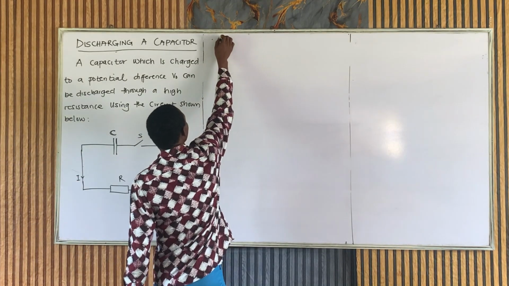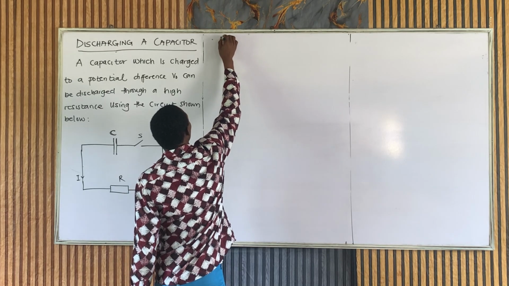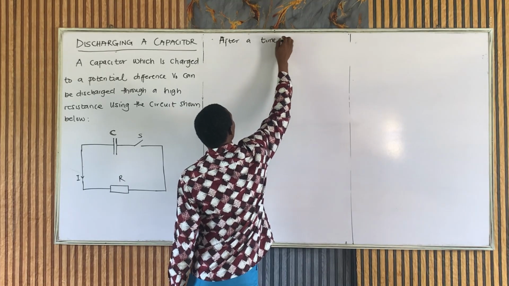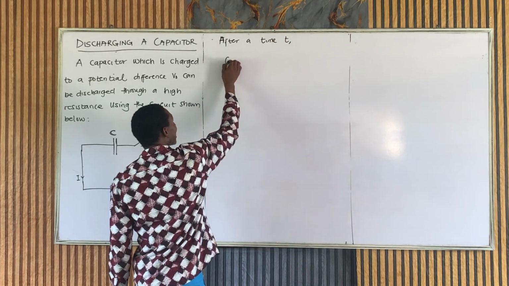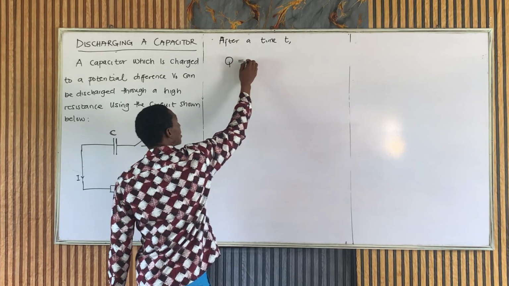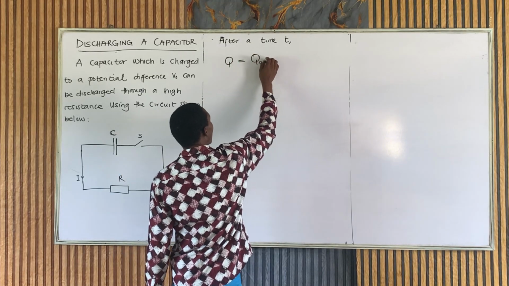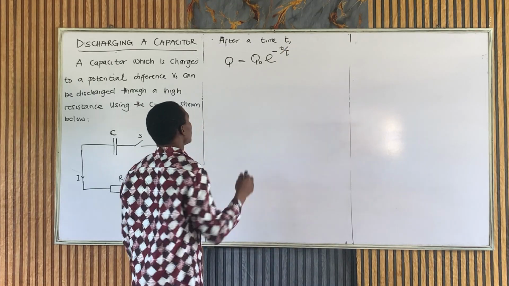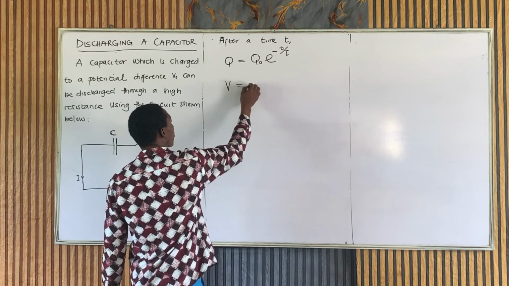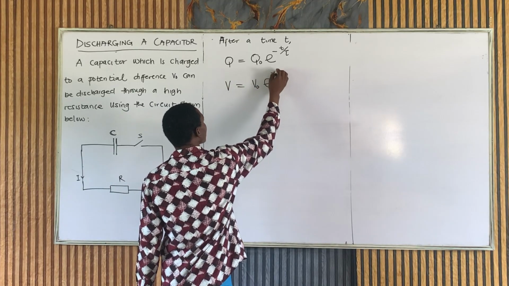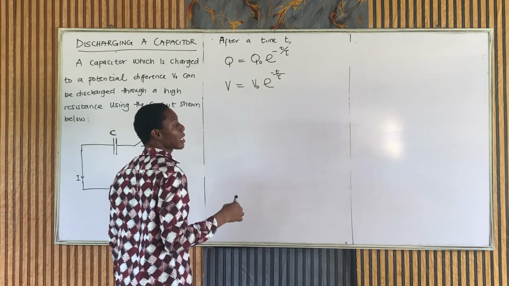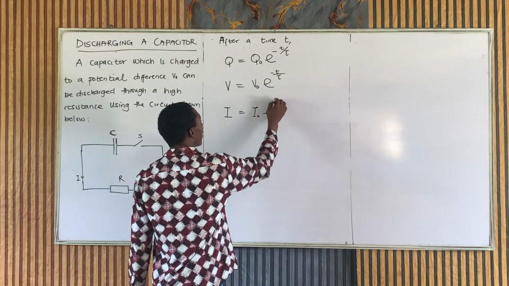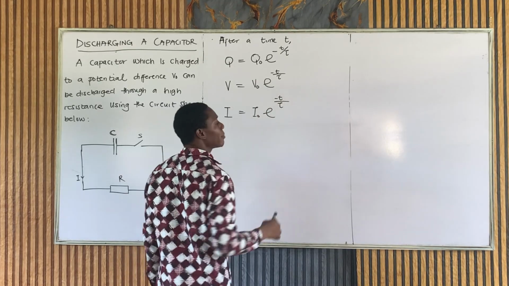Actually, after a time t, we have it that the charge in the capacitor is equal to the initial charge times exponential minus t over tau, which is the time constant. And the voltage as well will be equal to V0 exponential minus t over tau, where tau is the time constant. Or the current is equal to I0 exponential minus t over tau, where tau is the time constant.